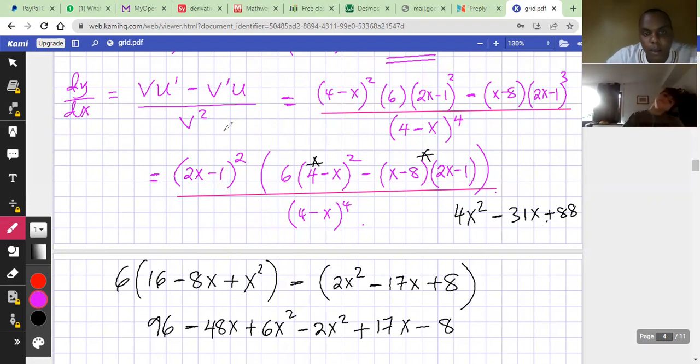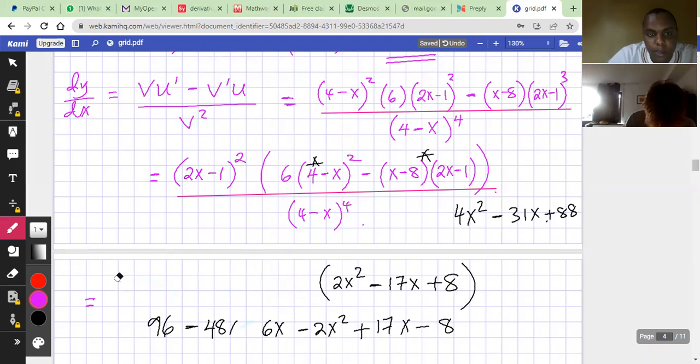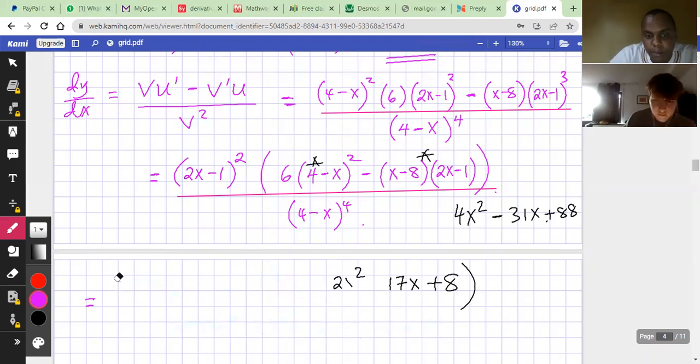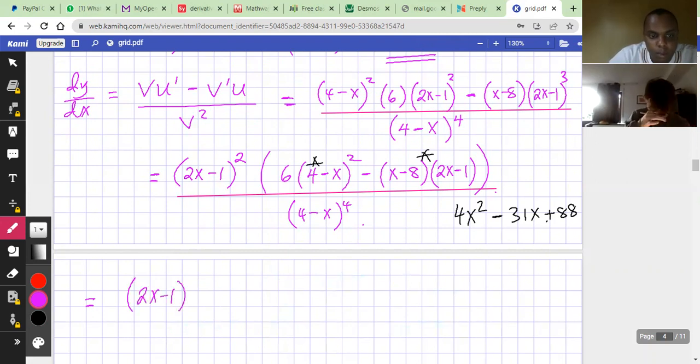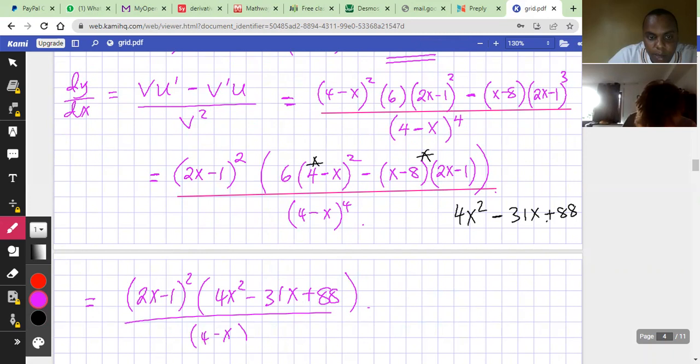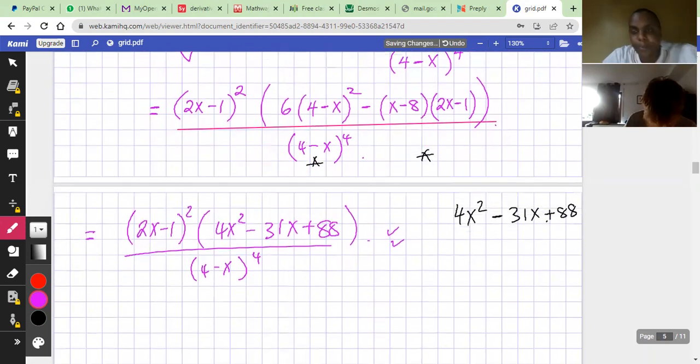Okay, and so we can rewrite and say that our final answer is going to be (2x minus 1) squared multiplied by (4x squared minus 31x plus 88) divided by (4 minus x) to the power of 4. That's our final answer.